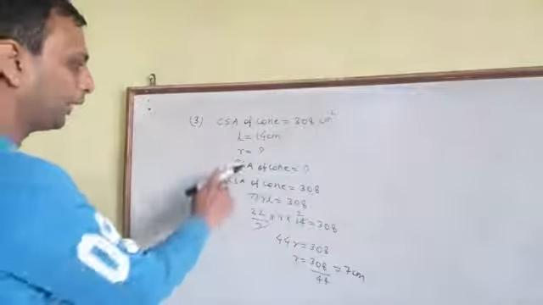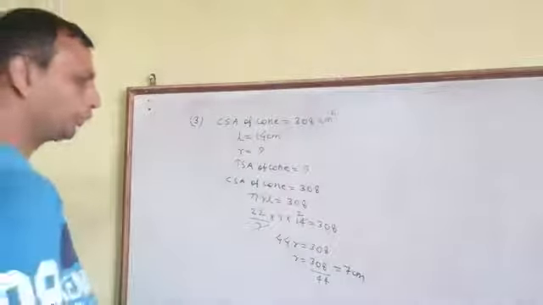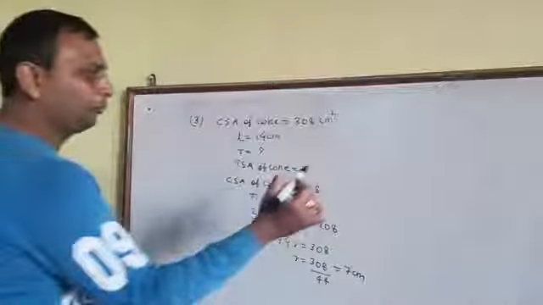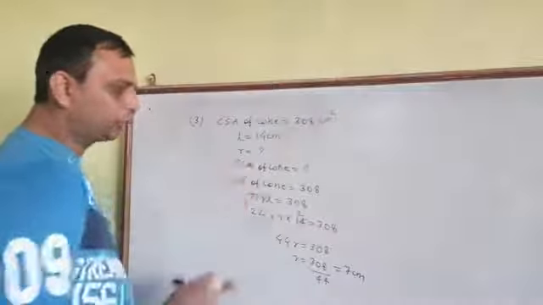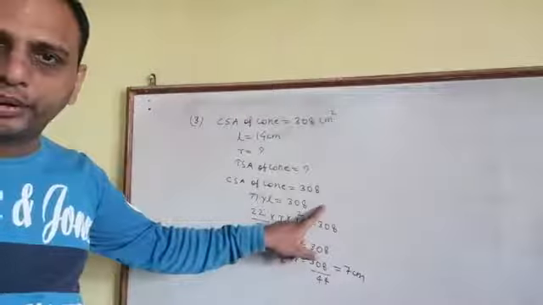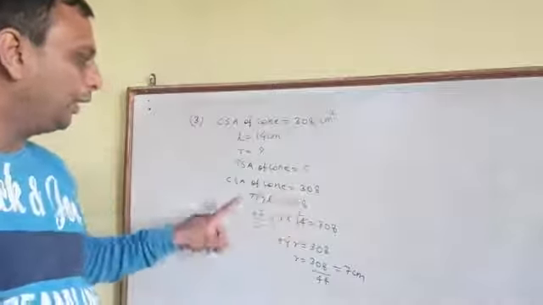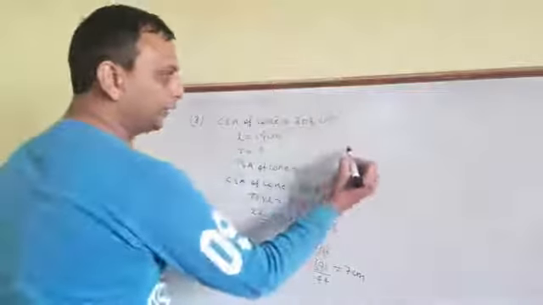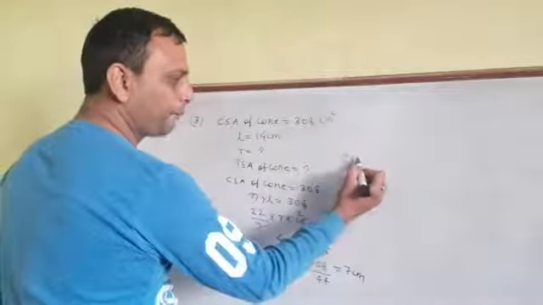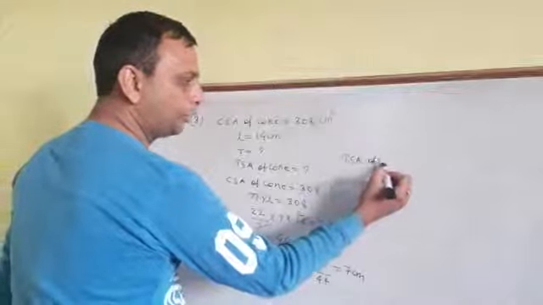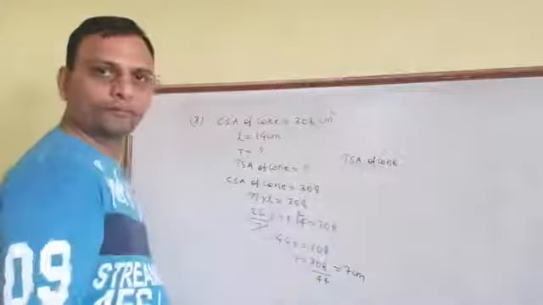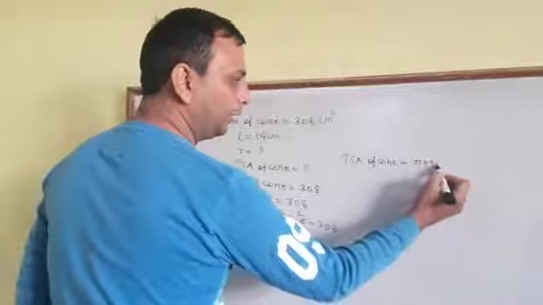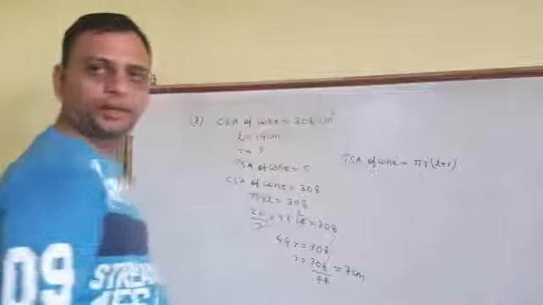Now in this question it is asked to find the total surface area also. The total surface area formula, I already told you, you can add to the curved surface area pi r square also, and you can get the total surface area. Otherwise, one formula is already there, you can get it from that formula. So total surface area of the cone is equal to pi r (L plus R).